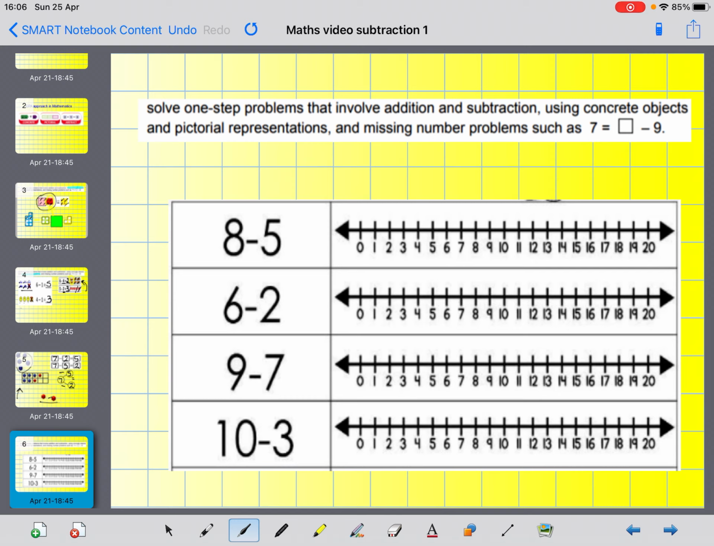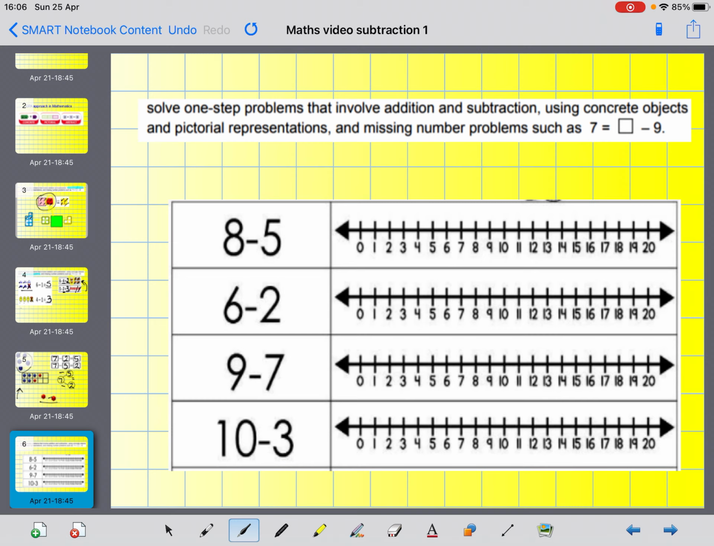Then, when the children grasp the concept using objects, pictures, and how to write the number sentences on their own, we can then look at the number line to help us with subtraction. So instead of counting on or jumping on like we did in the addition video, we'll be counting backwards. So we'll know that the number gets smaller.